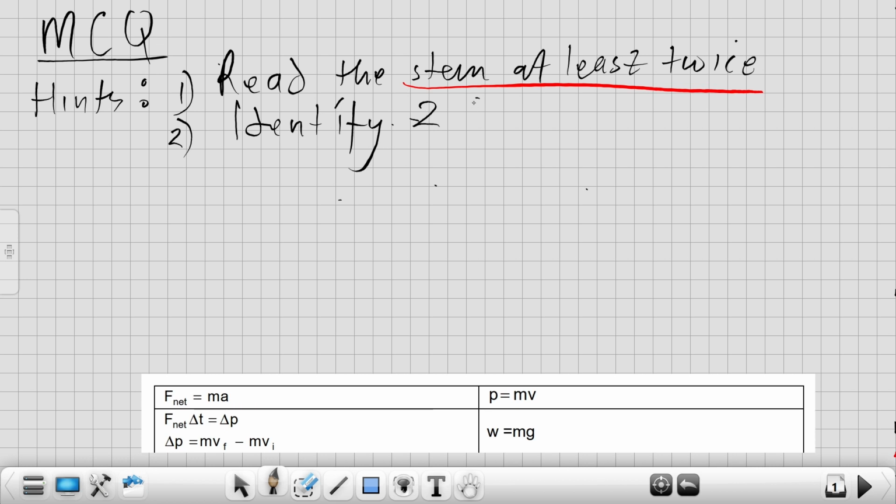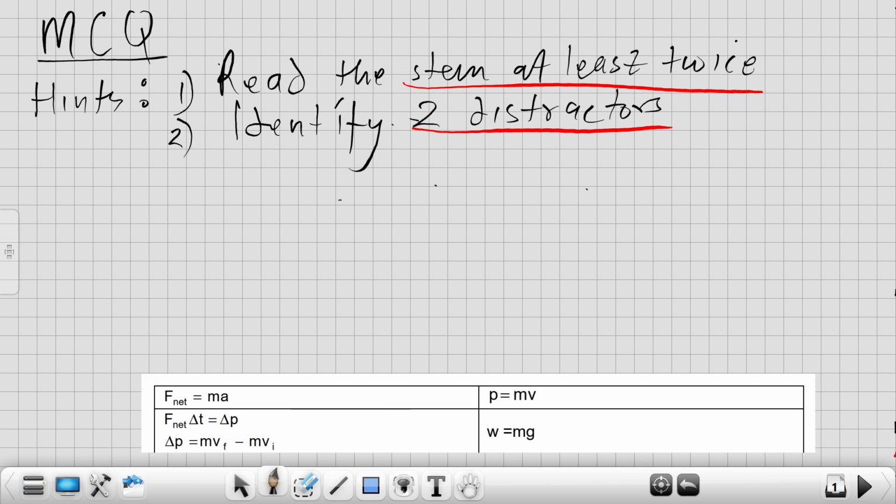Then secondly, I need to identify two distractors. Remember, it is a multiple choice question, so I will be given 4 options to choose from. If I am going to choose the correct answer between A, B, C, and D, the only way to eliminate options is for me to look for distractors. So what are the distractors basically? Distractors can be any option that is not somehow related to the stem.